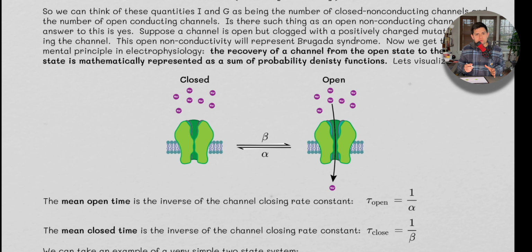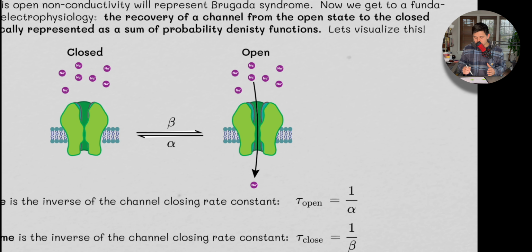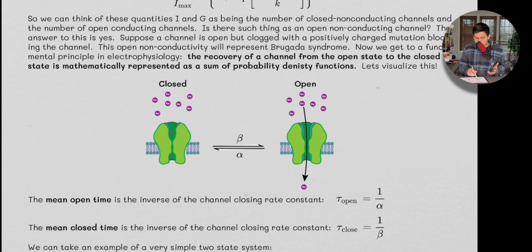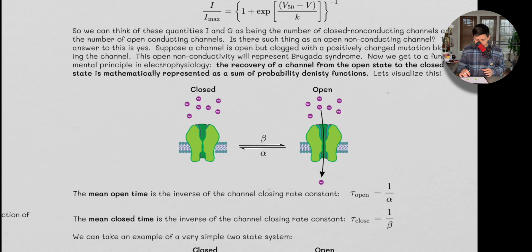So suppose we have a closed channel. Closed channel, there's no conductance, there's no sodium passing through the protein. And now suppose we have an open channel. That channel opens, and it allows sodium to pass through. We can ask the question, how fast does the protein take to go from closed to open? What's the rate? Well, we're going to call that beta. And then what's the rate of going from open back to closed? We'll call that alpha.